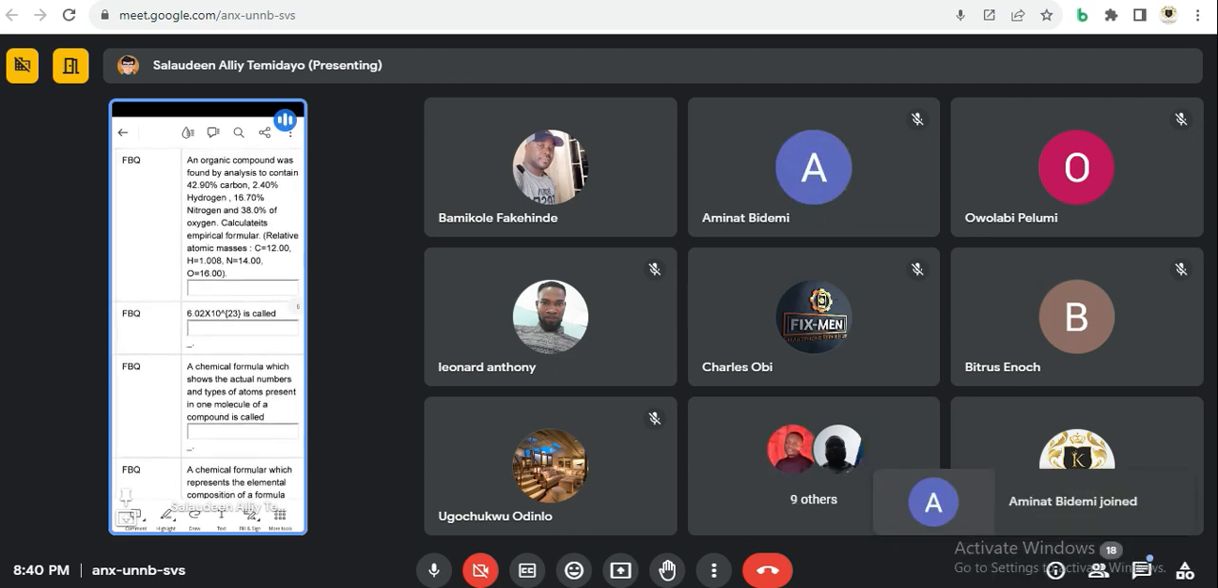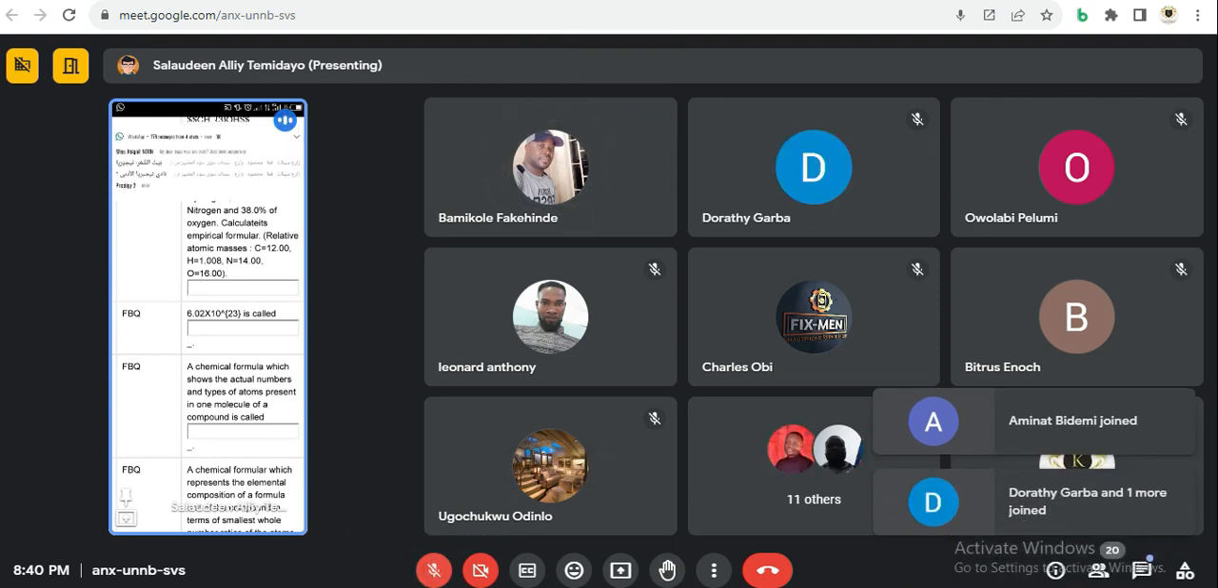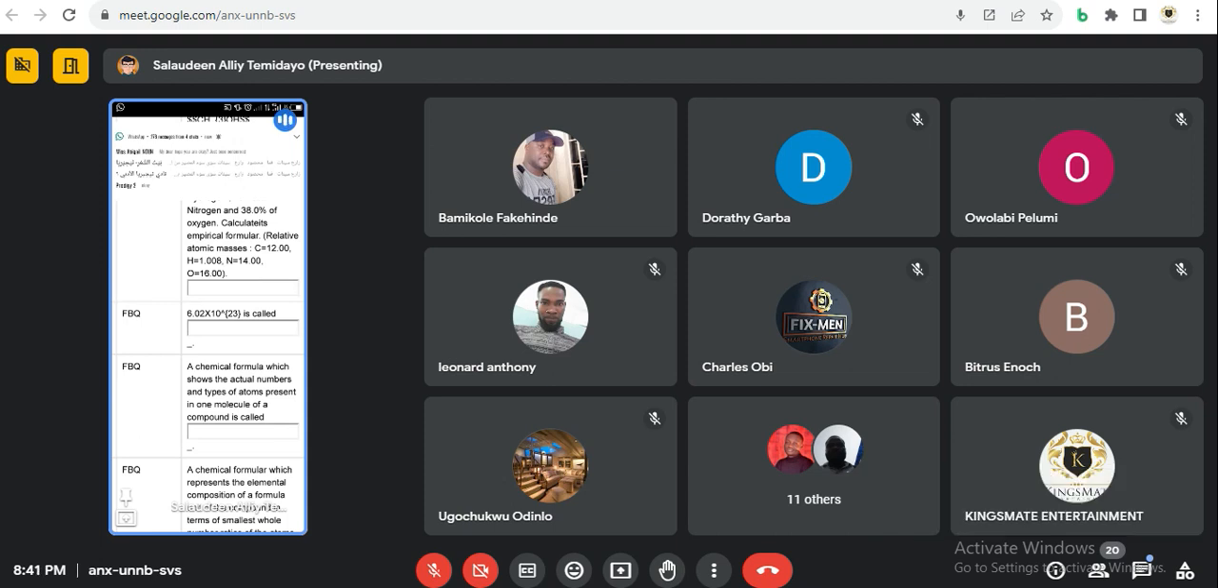So I think it's part of what we explained yesterday. It is called Avogadro's number. Some people call it Avogadro's constant too. 6.02 times 10 to the power 23 is Avogadro's constant, or Avogadro's number.